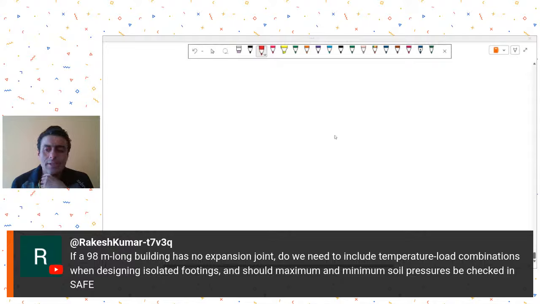But then, okay, so you are saying you are not providing any expansion joints. So you could do it this way, that you do check for temperature and you bring the temperature reactions or the outputs for temperature to SAFE and design the footing for it. So in the footing, you don't have to consider any temperature separately. You just bring it from ETABS or whatever software you're using, and design your footing for that temperature reactions also.